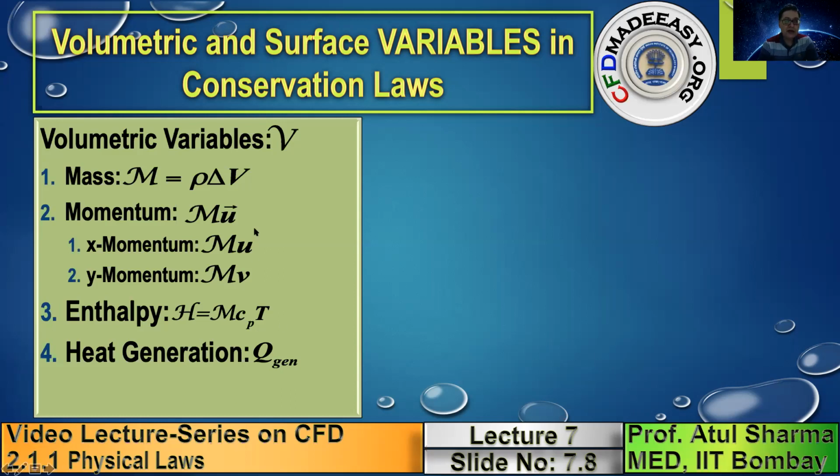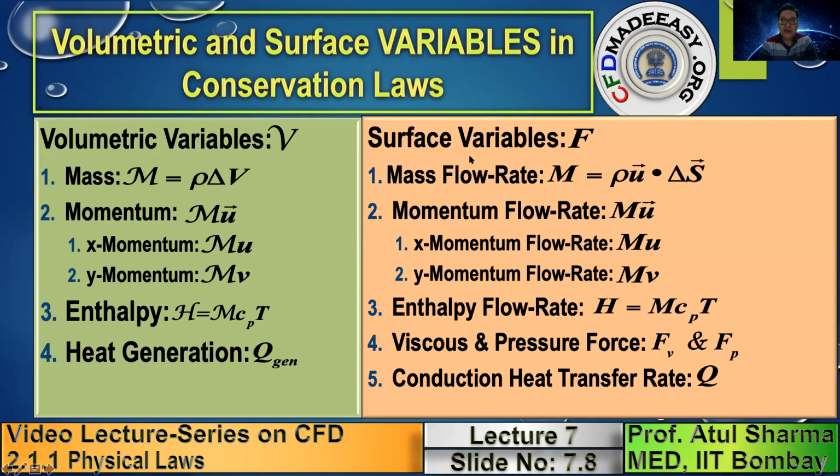Whereas the rate of change of mass flow rate across the surface of the control volume leads you to the surface variable. As I mentioned in the previous slide, this mass flow rate is dependent on the surface area. The product of mass flow rate and the velocity gives you the momentum flow rate. If you take the component of the velocity, you get the x momentum flow rate and the y momentum flow rate. And this is the enthalpy flow rate. So the rate of change of mass inside, you get a term for mass.